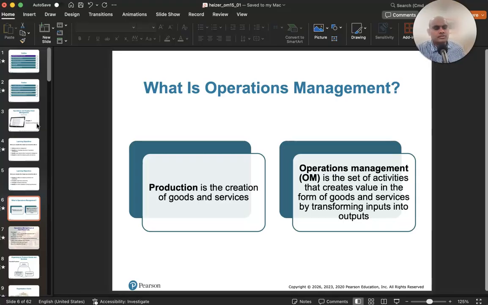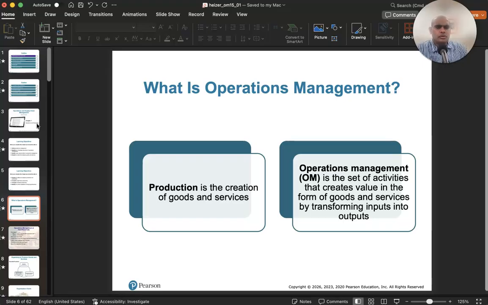You could think of this as making burgers at McDonald's. And how efficiently do you do it? There's a famous movie about McDonald's, and the story about how they created the most efficient process out there. The whole idea was creating value by transforming inputs into outputs and doing it in a very efficient way. And that is what operations management is.